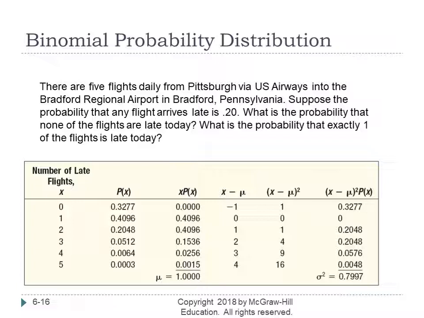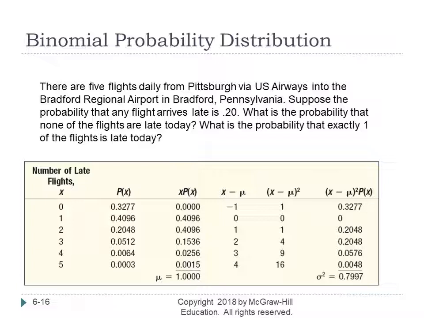The first step is to calculate the mean. For the mean, you need to add a third column for x times p of x. For each value of x, multiply it by the probability for that x and record it in this column, x times p of x. The sum of all those products will give you the value for the mean. In this case, the mean will be 1.